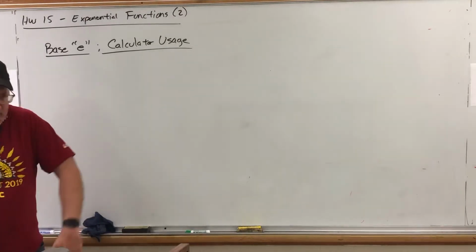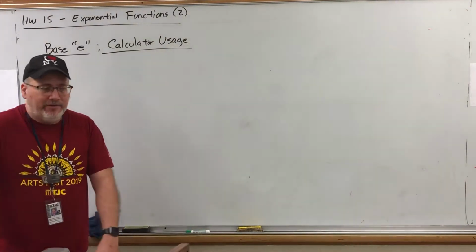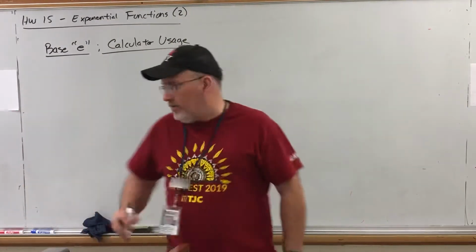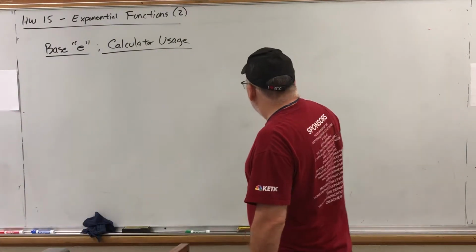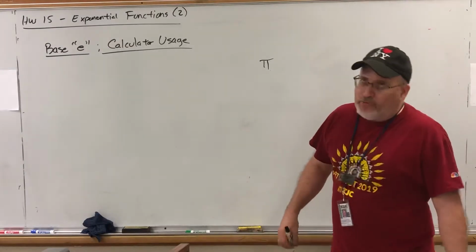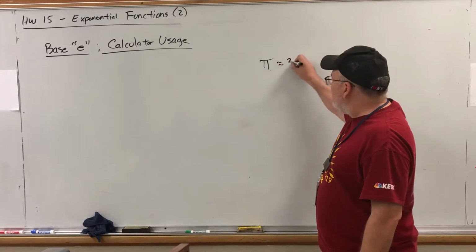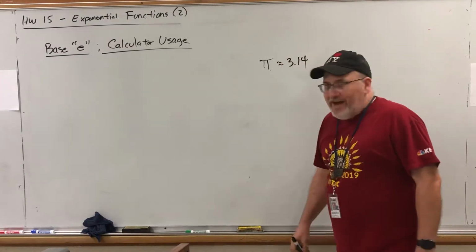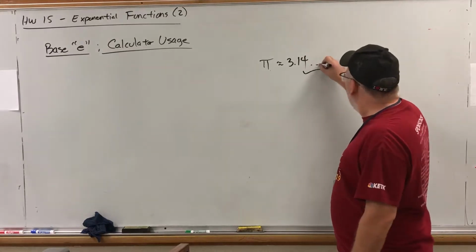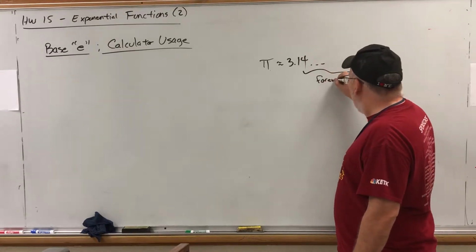You've seen numbers like this before, like pi. I think most of you have seen the number pi before. It looks like this. If I ask you what it is, you're probably going to tell me 3.14, which is an approximation. But pi actually goes forever and never repeats.